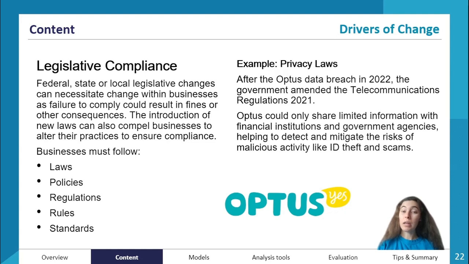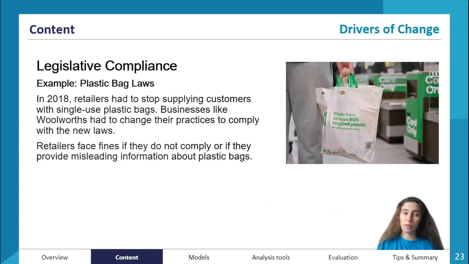So some things can be temporary changes like this one, and some things can be long-lasting, permanent kind of shifts in terms of the laws that businesses have to follow. So another example is the plastic bag laws. Back in 2018, retailers had to stop supplying customers with single-use plastic bags.